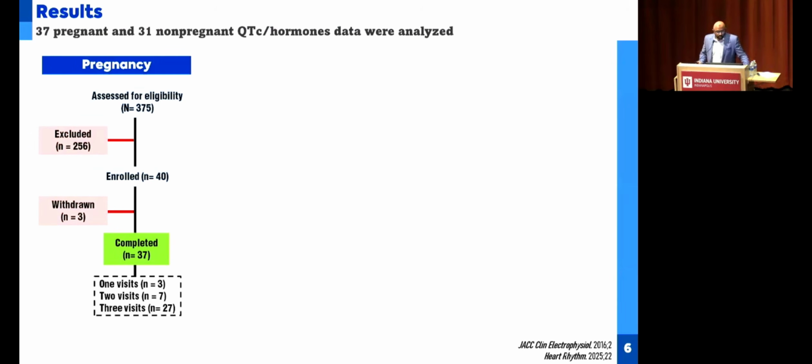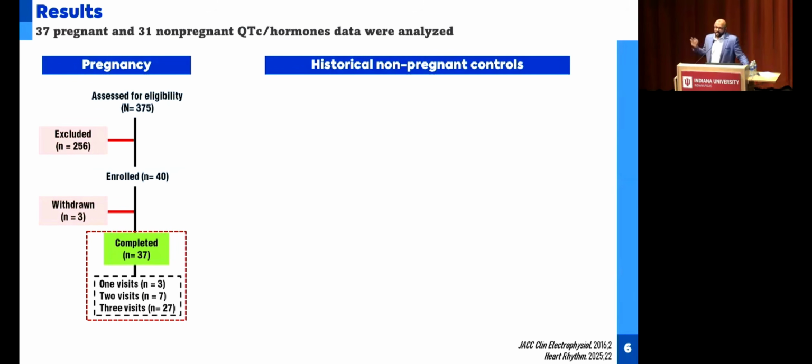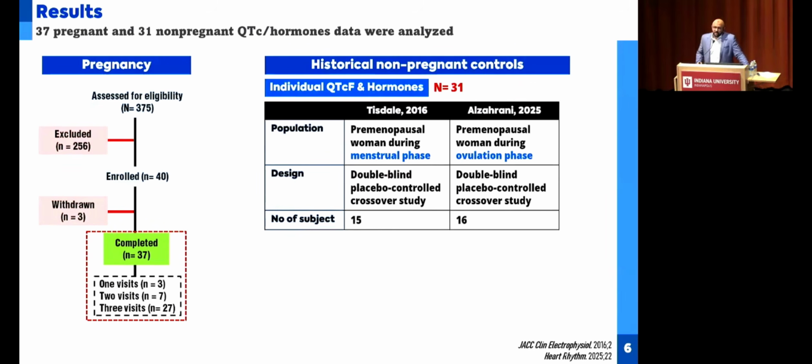I mentioned we recruited 40 participants, out of which 37 completed at least 1 visit, and 27 completed all 3 visits. To compare in pregnancy, it's always challenging to have these women before pregnancy, so we used the most common approach, a historical non-pregnant control. Fortunately, our group did 2 studies over the last 10 years in premenopausal healthy women during the menstrual and ovulation phases. So we have 31 participants with EKG and hormone concentrations.